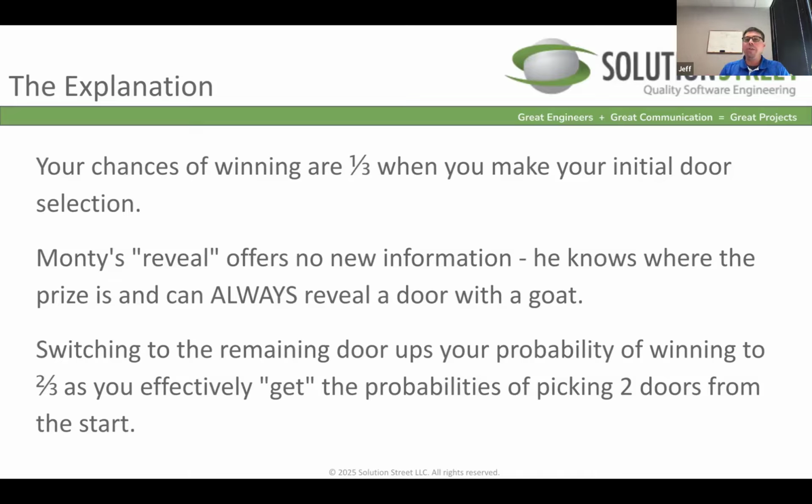Your chances of winning are 1/3 when you make your initial door selection. I think we can all agree on that. You only got a 1/3 chance picking the right door. When Monty reveals the door that has a goat, he doesn't give you any new information. He knows where the prize is. He can always reveal a door with a goat. When you switch to the remaining door, it ups your probability of winning to 2/3, as you effectively get the probabilities of picking 2 doors from the start.